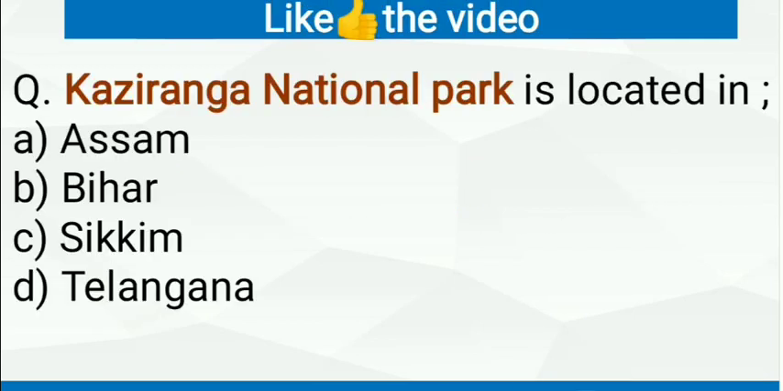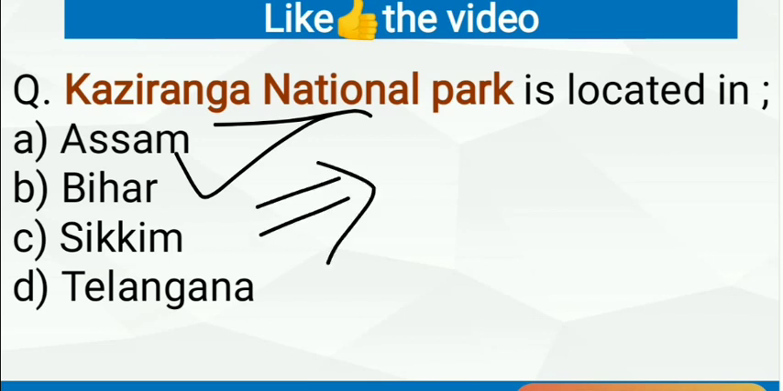So this was the question. Kaziranga National Park is located in, so it is located in Assam, and other national parks and wildlife sanctuaries located in Assam includes Pobitra, Manas, Orang and many others.